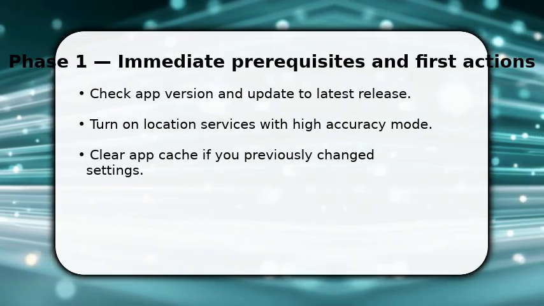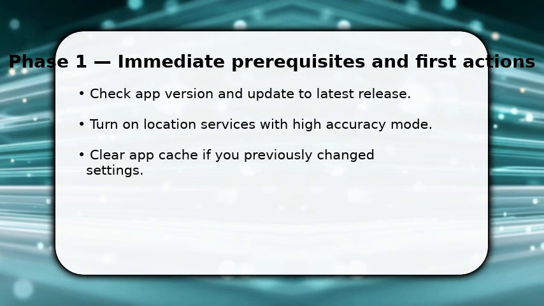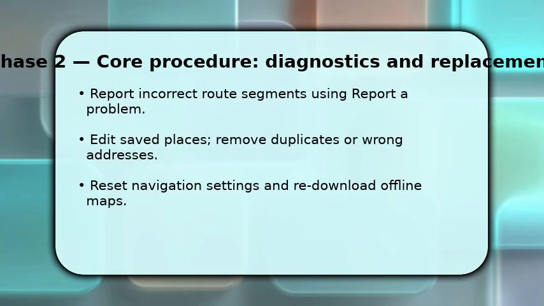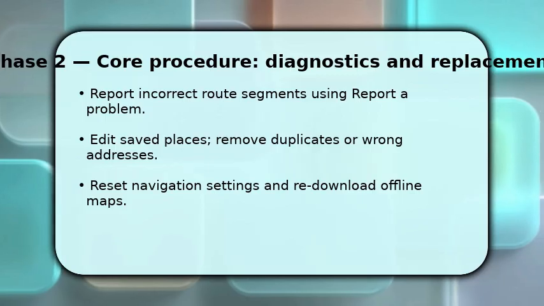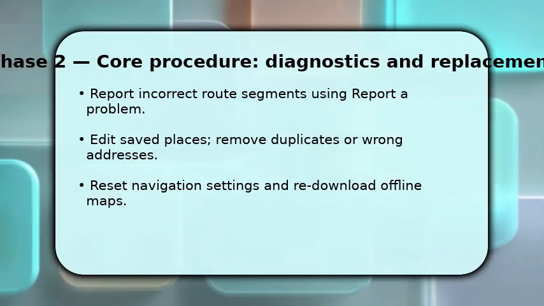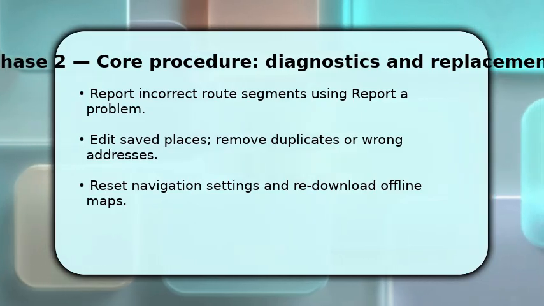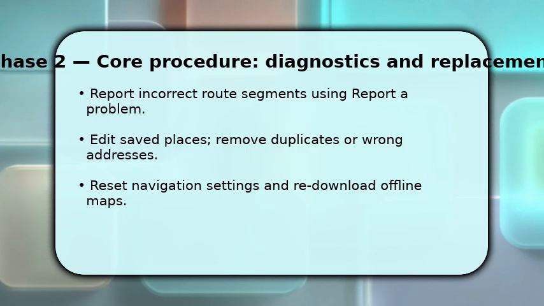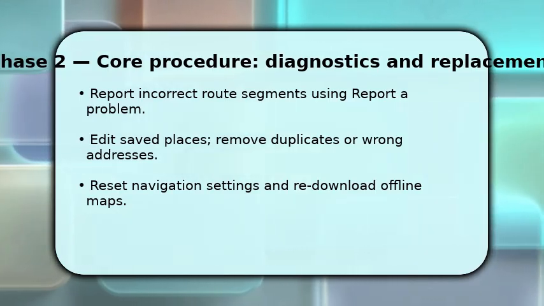You'll now take the first actionable step. Re-request directions to the same destination to observe map behavior before deeper adjustments. Now you focus on correcting the data that drives routing. If a route shows wrong turns, tap Report a Problem and submit the exact issue with a PIN. Google prioritizes these reports. Next, clean up saved places. Duplicates or mislocated addresses can skew rerouting.